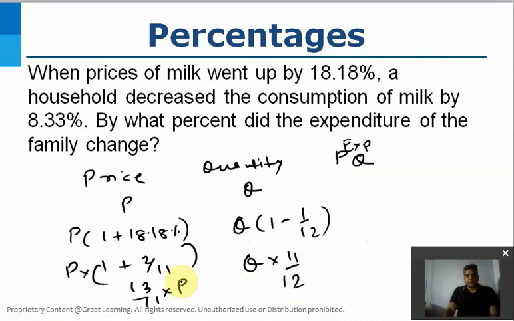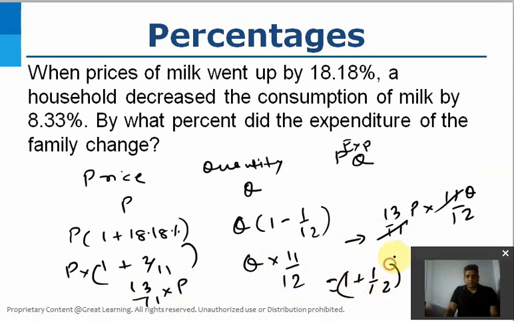Now what happened to expenditure in this case? It becomes just the multiplication of these two: 13 by 11 P into 11 Q by 12, and 11 gets cancelled out. So it becomes 1 plus 1 by 12 times PQ. So PQ plus some factor of increase. So 1 by 12 is the increase, and 1 by 12 I know is nothing but how much? It is 8.33 percent.